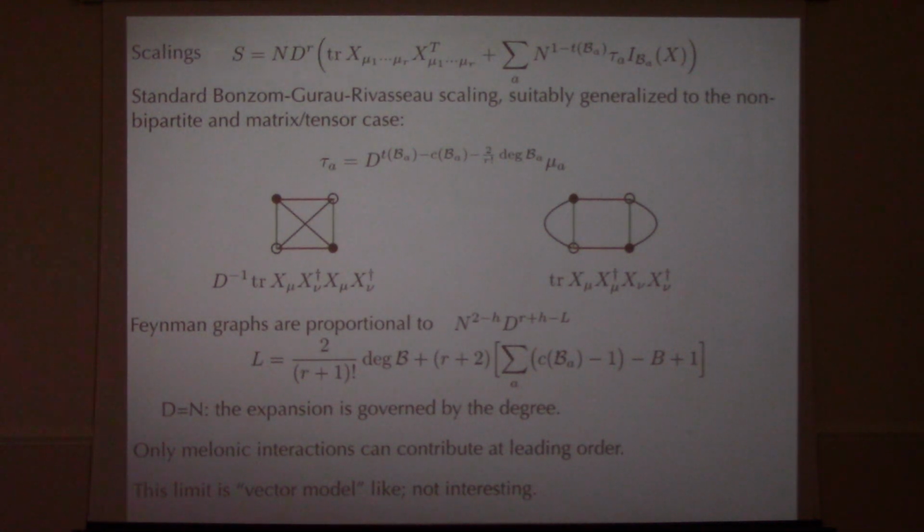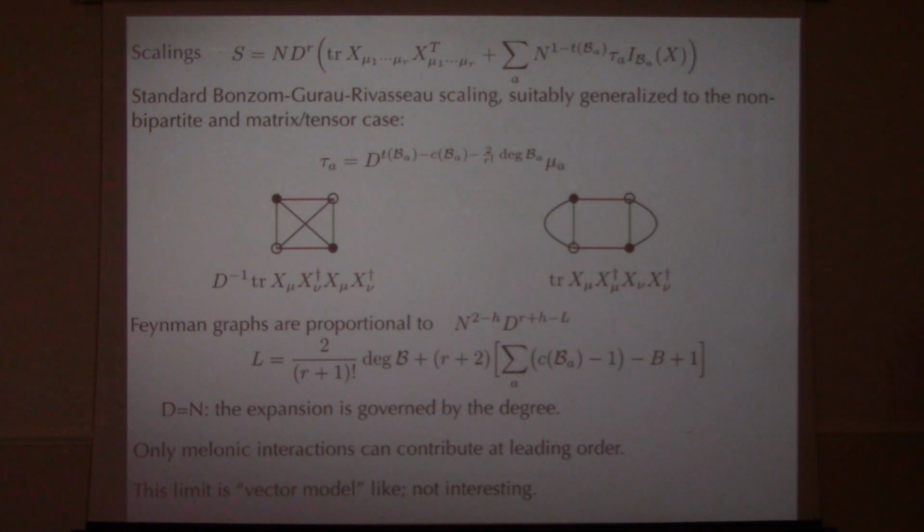However, this class of models, this limit, is very much like a vector model. You can see it here. As in a standard vector model, this will be suppressed. It's not so interesting. In particular, at leading order, and this is something you can prove, it's not very hard to prove, only the melonic interaction vertex can contribute. So in this scaling, even if you introduce this interaction in your Lagrangian, at leading order, it will not contribute at all. Only this one will contribute, in a way very similar to what you find in vector models. Okay? So this is not so interesting.